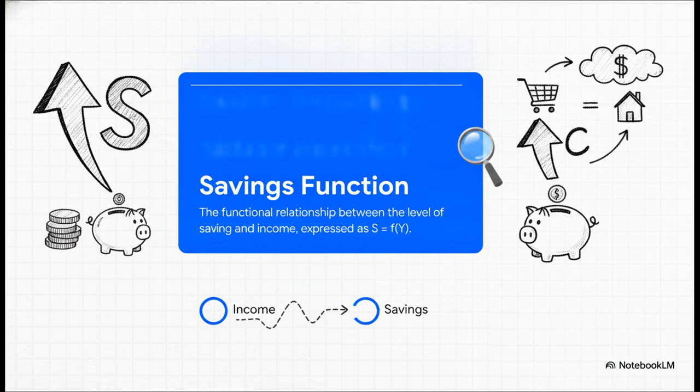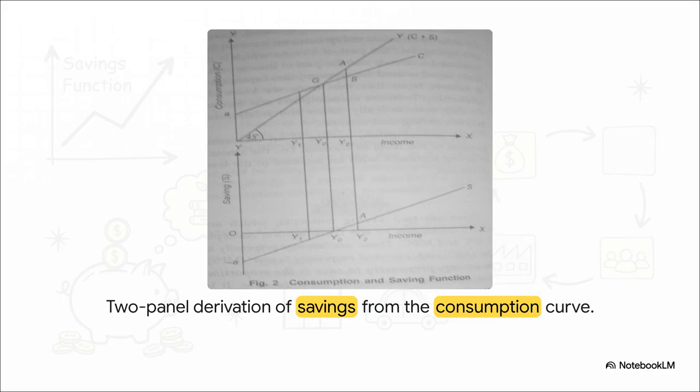Remember, in macro theory, you can only really do two things with your income, right? You either consume it or you save it. So an economy's total saving is quite literally just a direct function of its income minus its consumption. Simple as that.